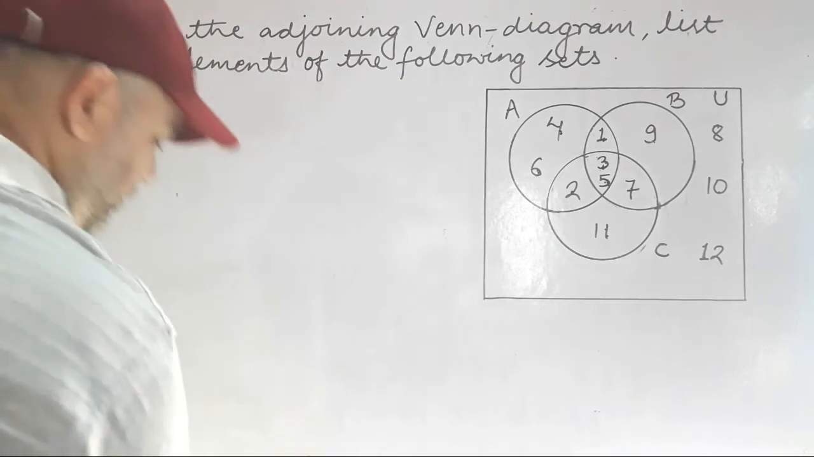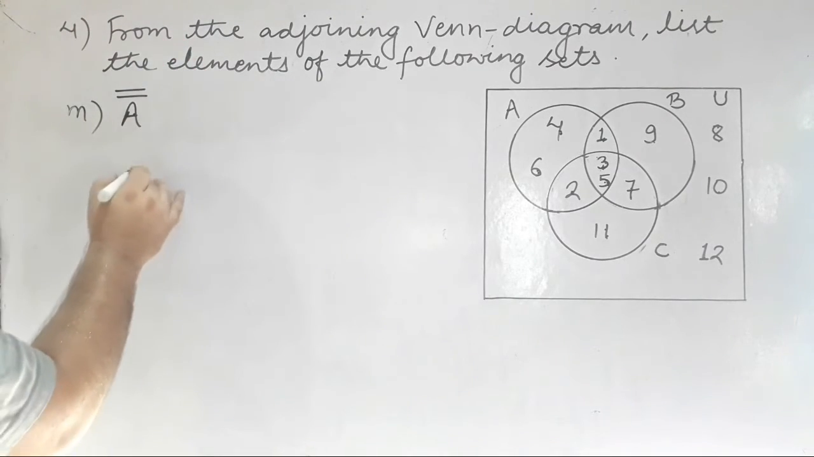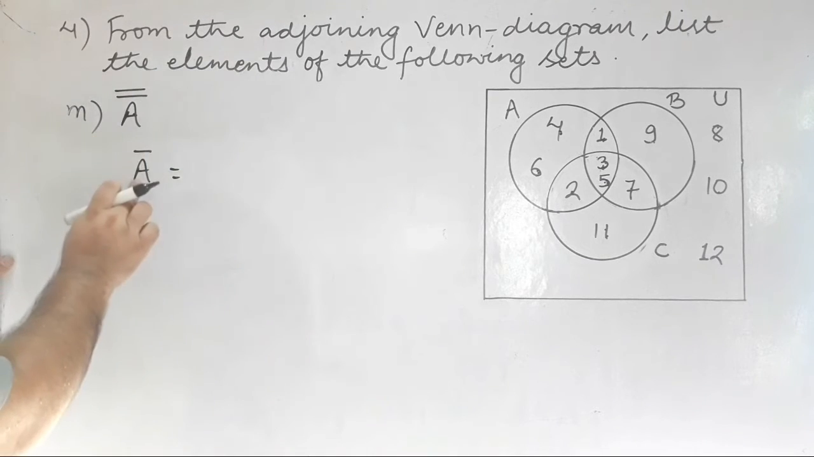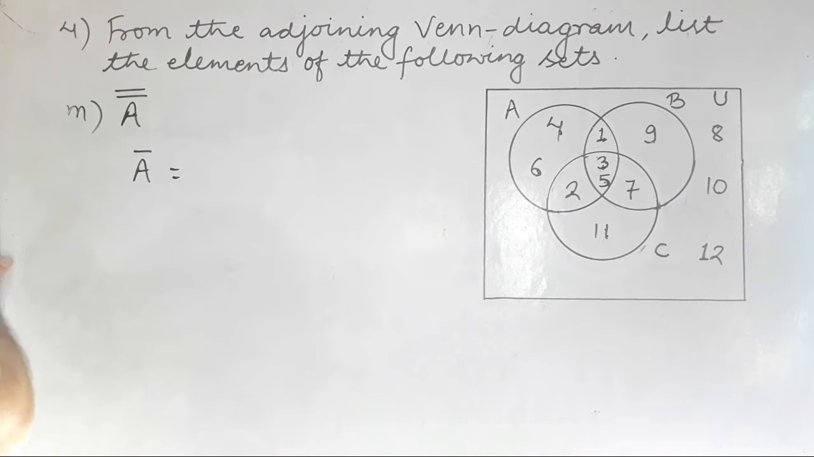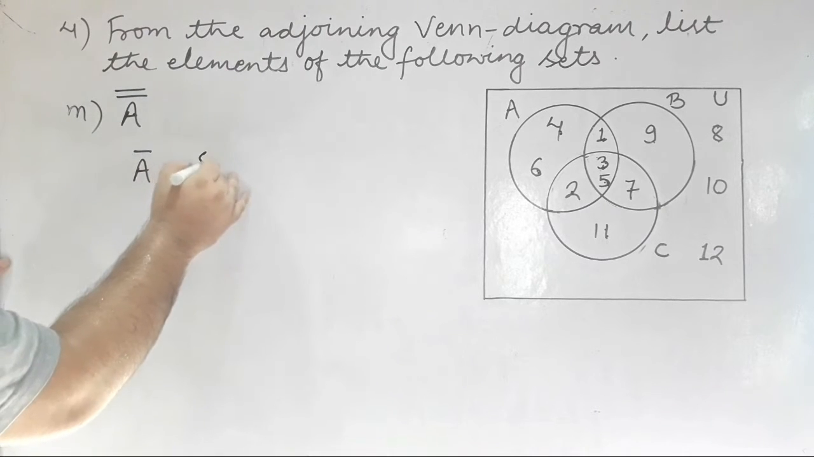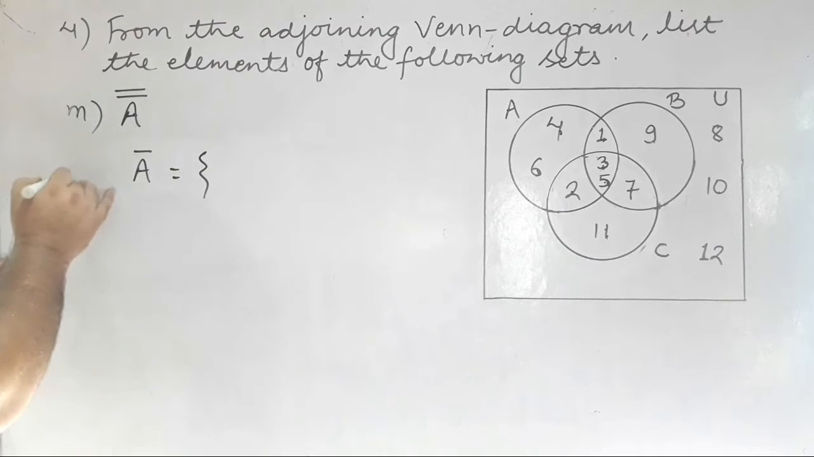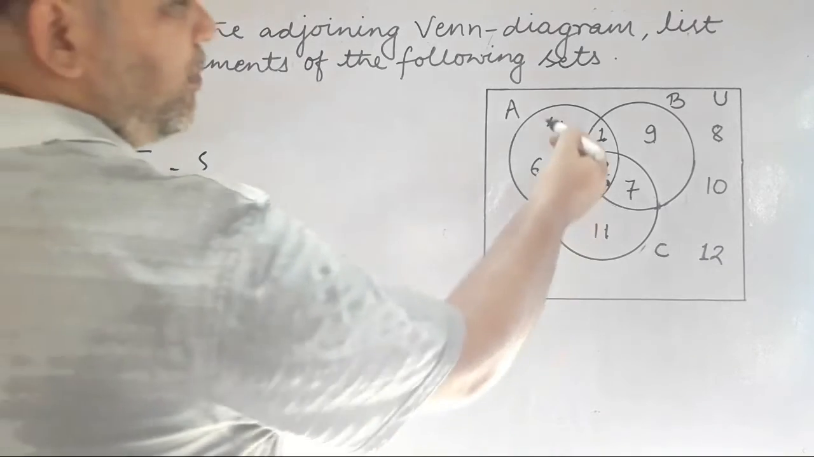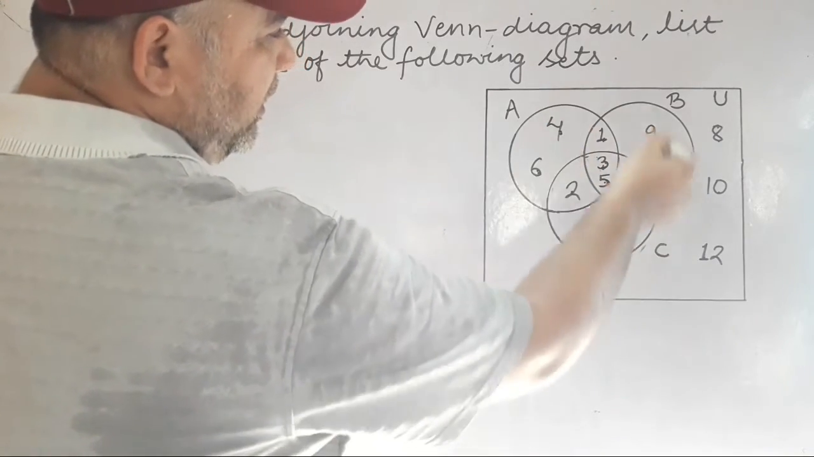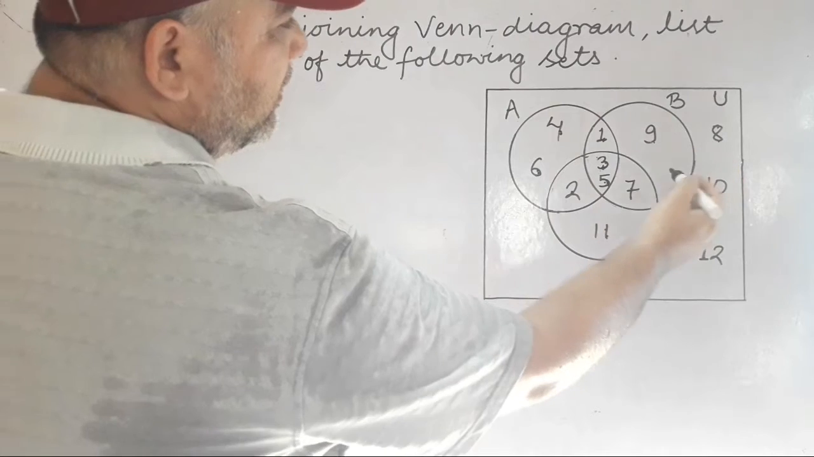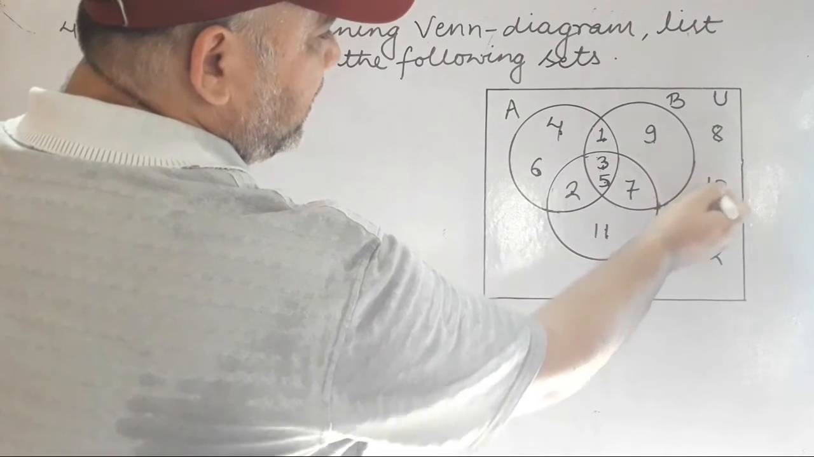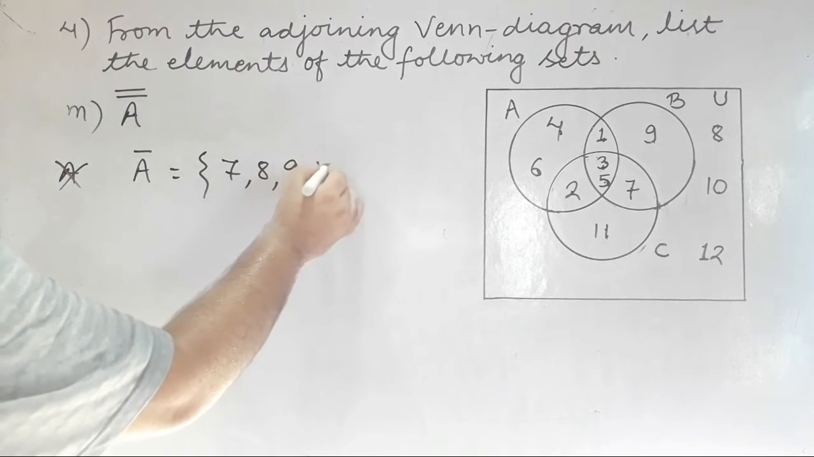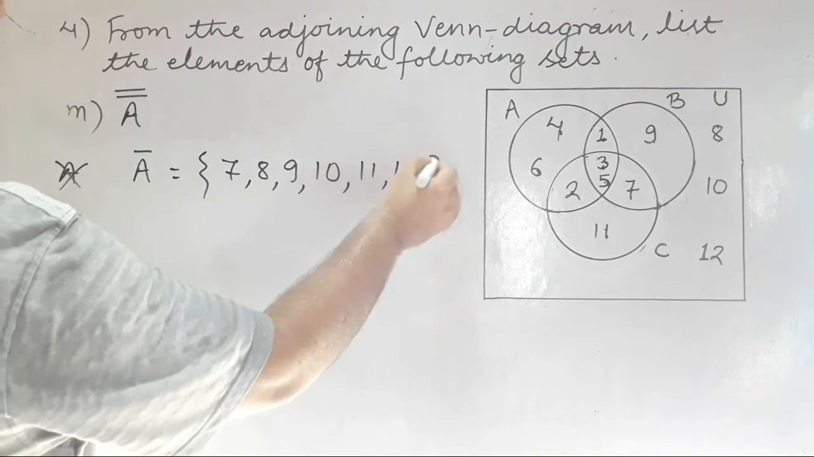Let us see here. At first I will find out the A complement. The collection of elements which are not in set A. So A complement denotes the collection of elements which are not in set A, the elements except set A. So what are the elements belonging to except set A? The elements should not be in set A. The elements are 7, 8, 9, 10, 11, 12.